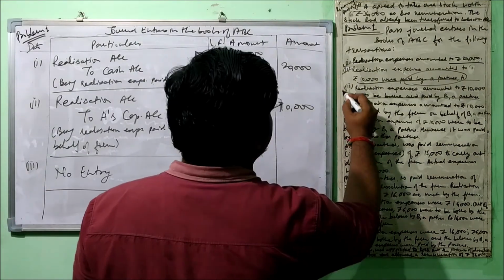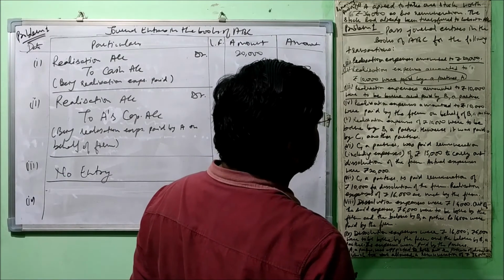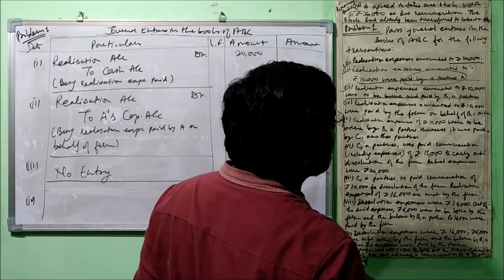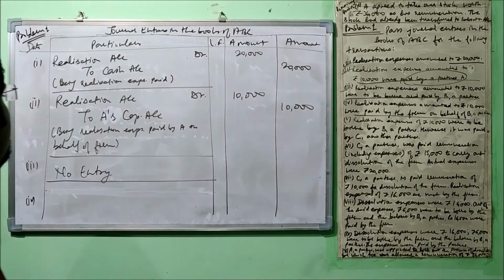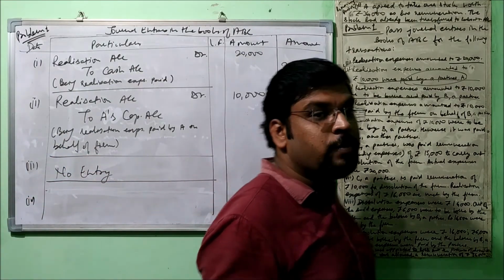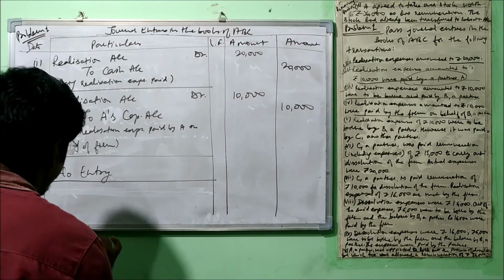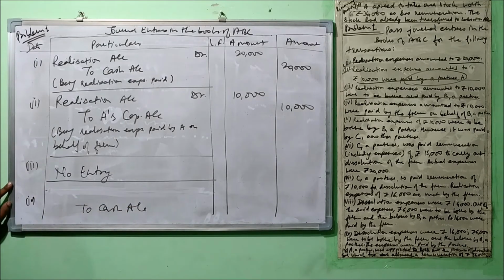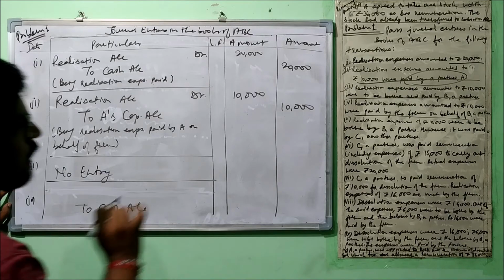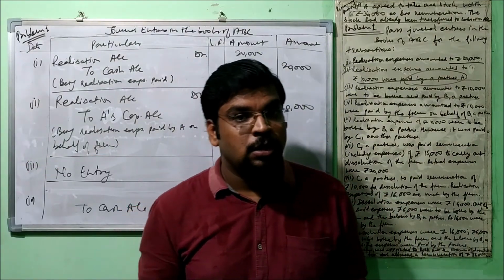Transaction number 4. 3rd is done. Let's see for 4. Realization expenses amounted to rupees 10,000 were paid by the firm on behalf of B, a partner. Now this is the exact opposite situation of transaction number 2. Right? Means expenses to be borne by a partner but paid by the firm. So when the expenses are paid by the firm, means the amount has gone from the pocket of the firm. Then we are supposed to credit cash account. Okay? With how much amount? 10,000.